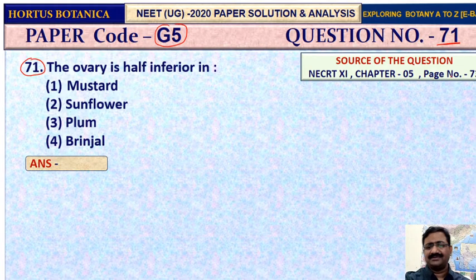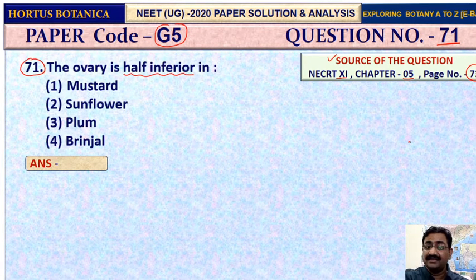You all know the question is very easy, and the source of this question was NCERT, exactly from your NCERT chapter 5, and this question has been framed from NCERT page number 73. So this is the address of this question. Now what is the question? It is: the ovary is half superior in.